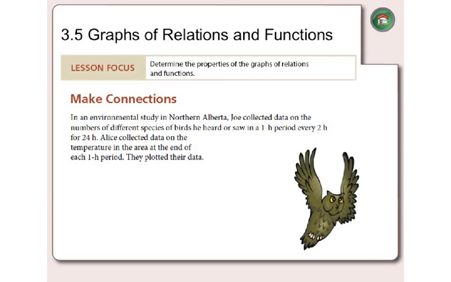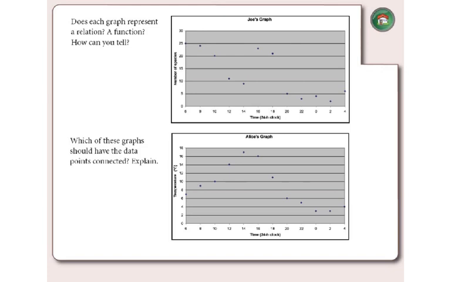What they did is they plotted their data, as we can see here. So Joe's graph, his first time he heard almost 25 birds. There's a few times where he heard less than 5. He had a couple of peaks where he heard lots, and a few times where he didn't hear many. Alice, the temperature, does what we would assume it would do, start off relatively low, go up throughout the day, and then go low again at night.